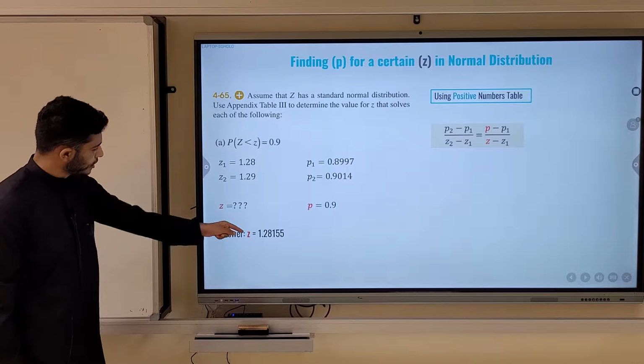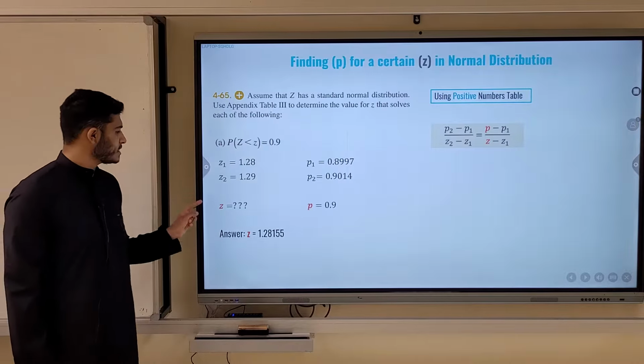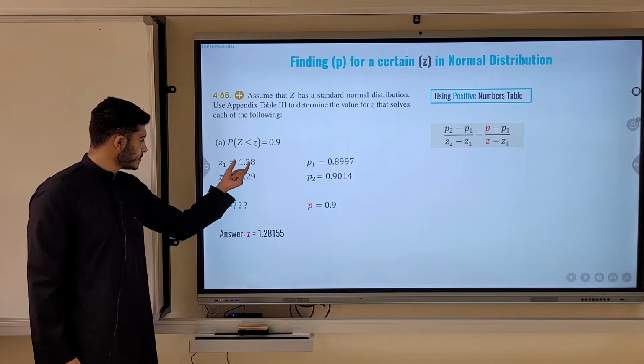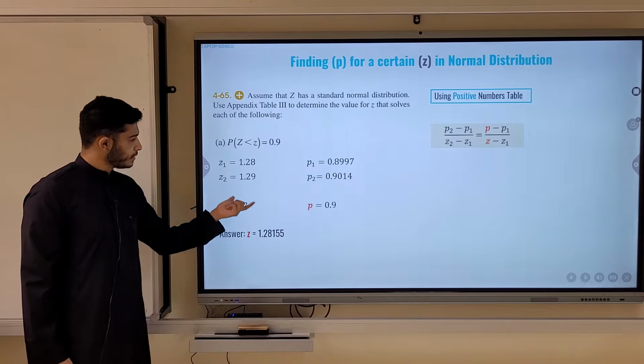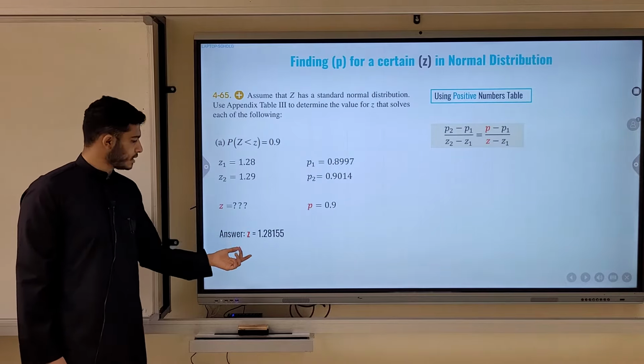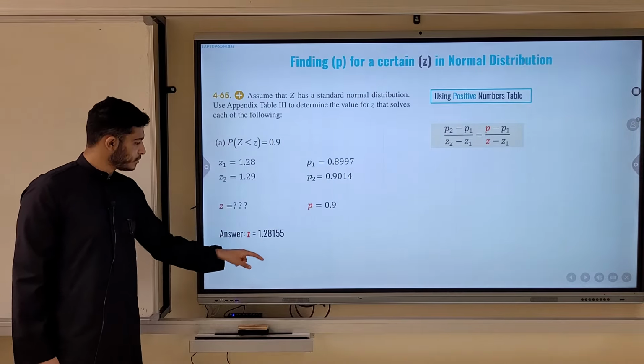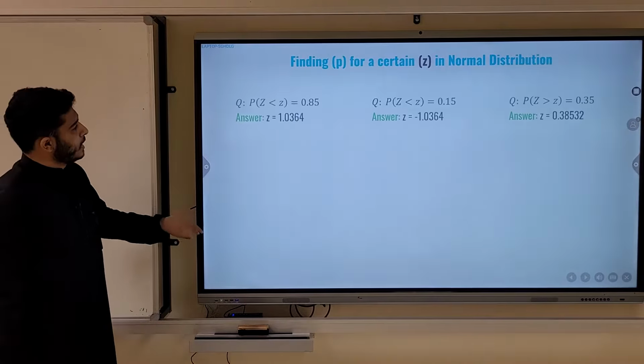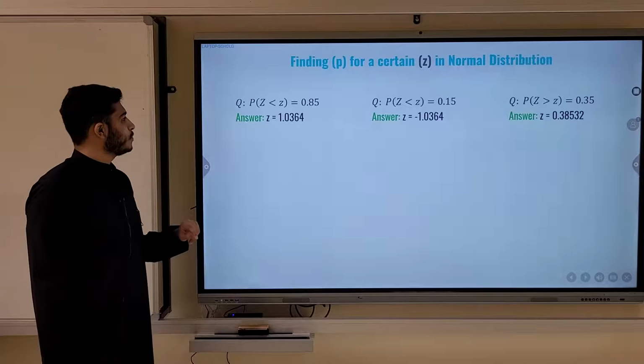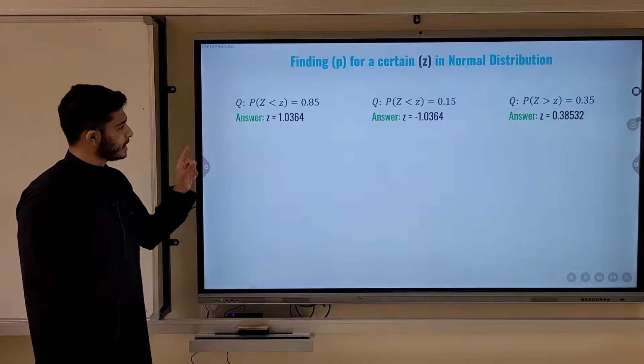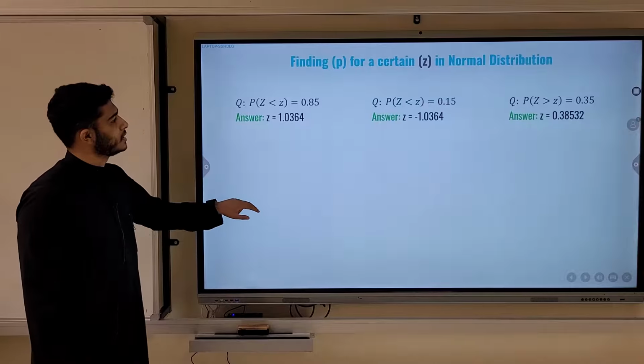And at the end, you should get the Z to be equal to this value. As you can see, the Z is between these values. So that's why we are looking for something that encloses it. It's between 1.28 and 1.29, like this. Okay, very good. Here are some examples for you to practice if you want, and I would recommend it because you're going to see this type of question a lot in the book.